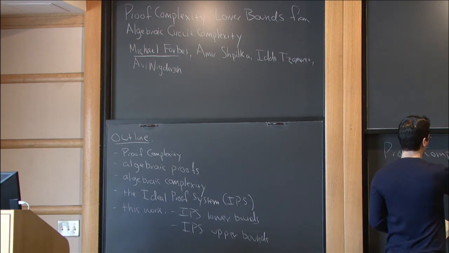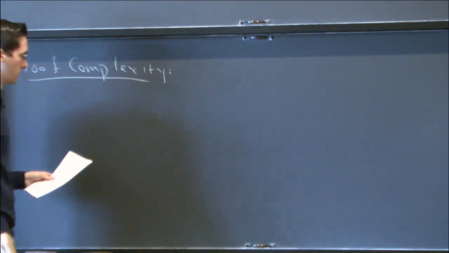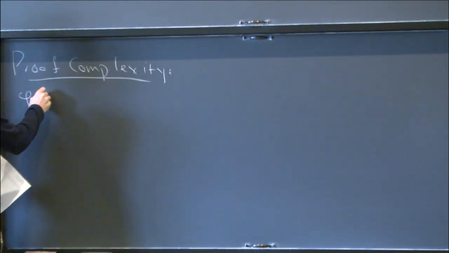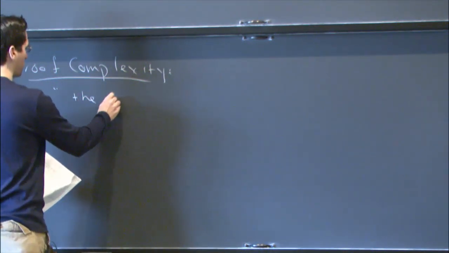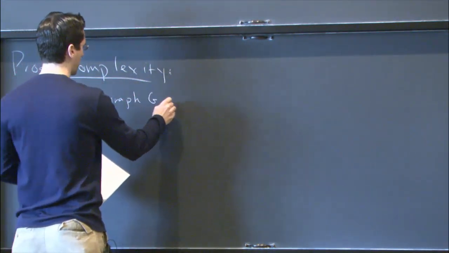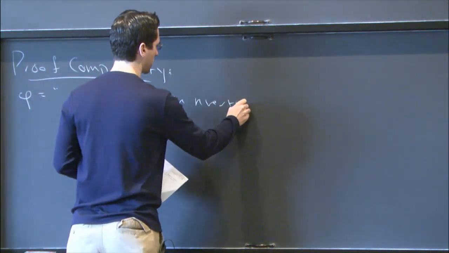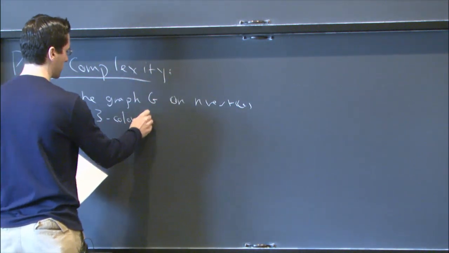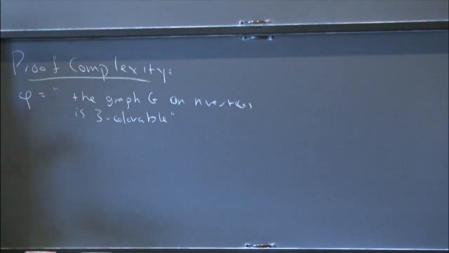OK, so what is really this area of proof complexity? It's sort of like circuit complexity, but it's really trying to understand the power of sort of non-deterministic circuits in some sense. So let me just give you an example. Suppose you have a statement something like the graph G, say on n vertices, is 3-colorable. So this is a finite statement about a particular graph G, which I have in mind, and it's either true or false, right?